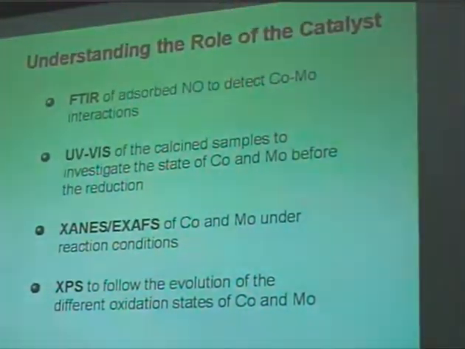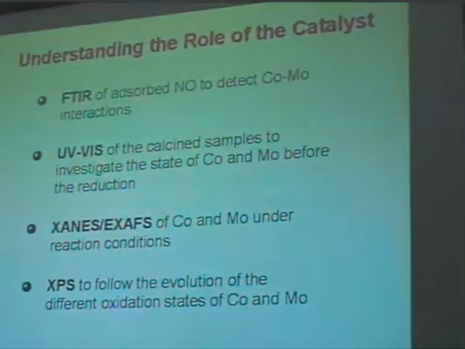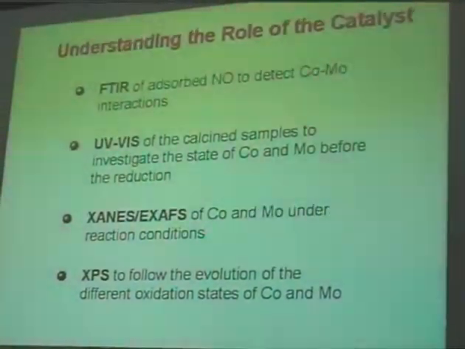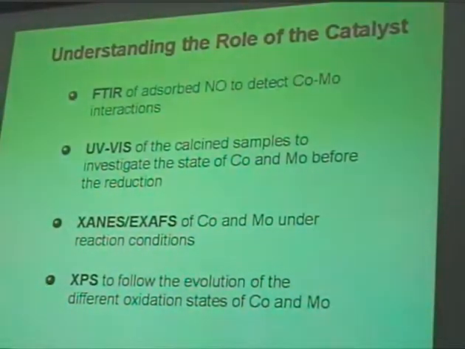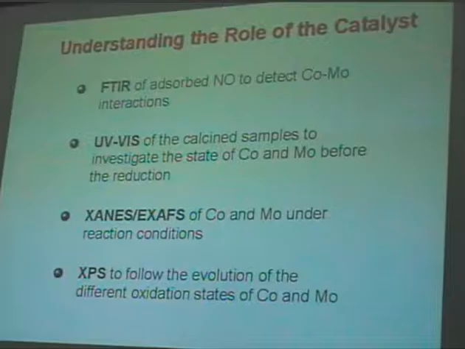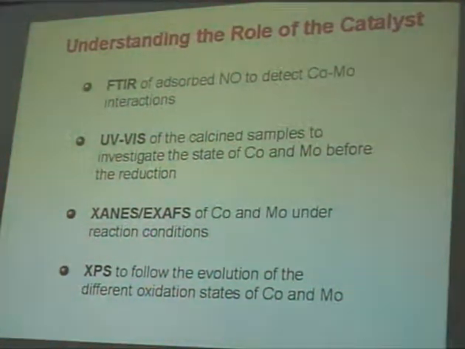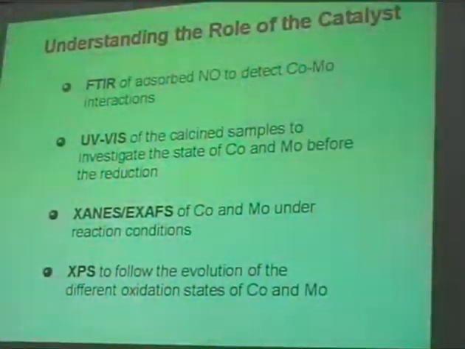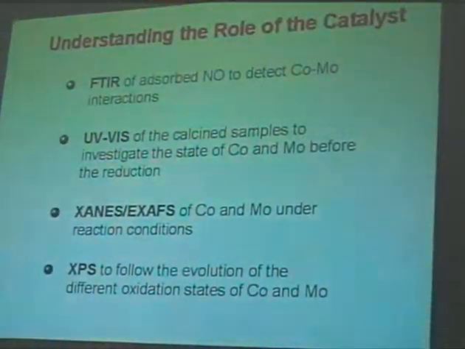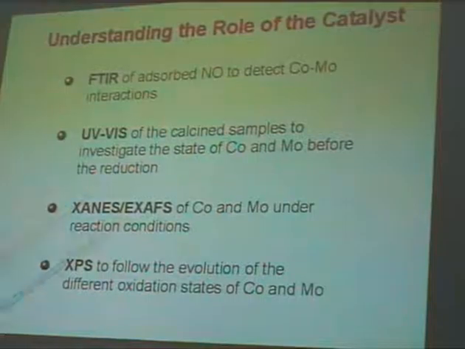Okay, so let me summarize what I have shown so far. We have found that cobalt moly is much better than cobalt alone or moly alone. And when you change the ratio of cobalt to moly, you have a drastic effect on selectivity. So we found the maximum selectivity when we have a low cobalt to moly ratio. So let's try to explain that behavior in terms of the role of the catalyst.